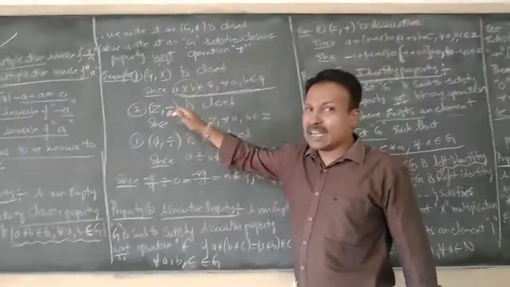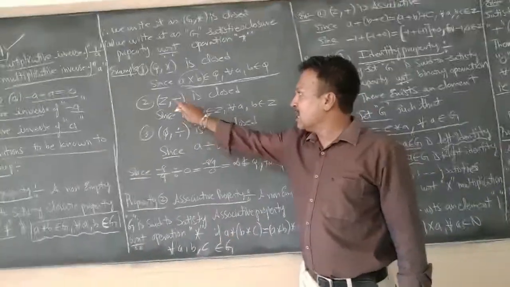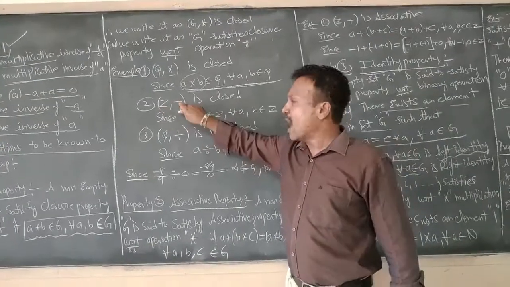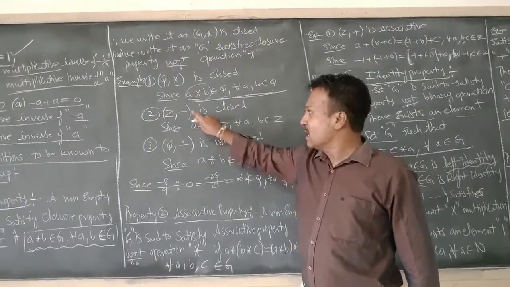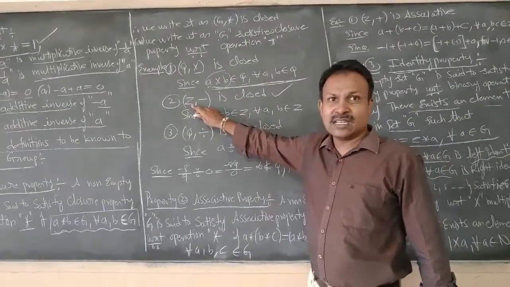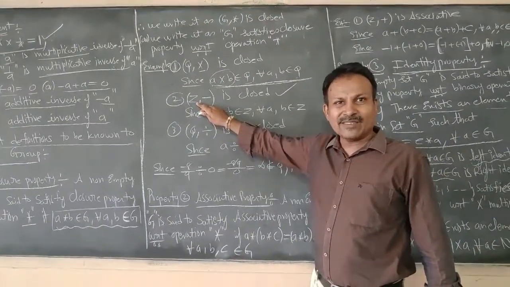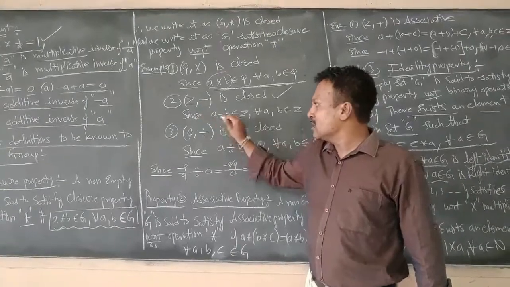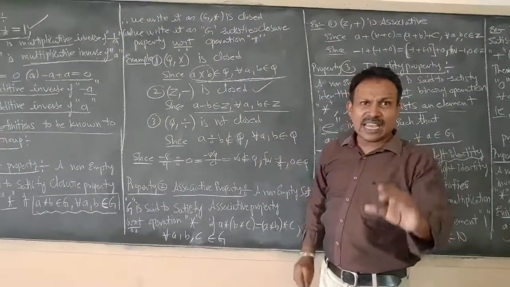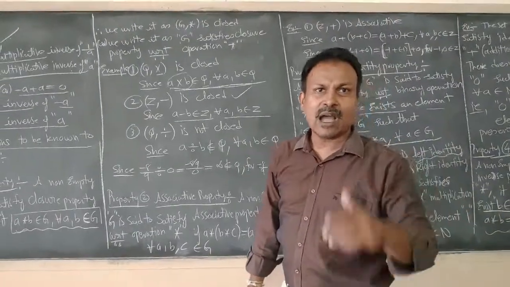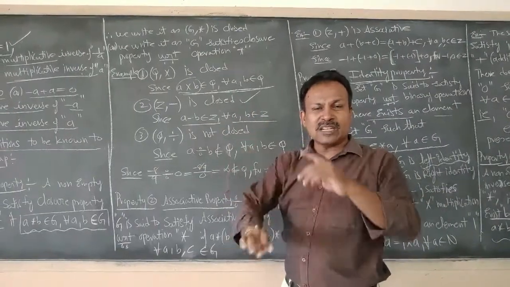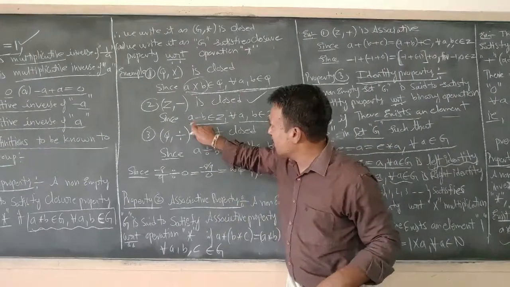If I go for the next example of closure property, Z comma minus is closed. Here Z is the integer set and minus is the subtraction symbol. It represents that Z satisfies closure property with respect to subtraction, since A minus B belongs to Z for every A, B belonging to Z. If I take any two integers, minus 3 and 3, minus 3 plus 3 is 0, and 0 is present in set Z. That is what I have written here.